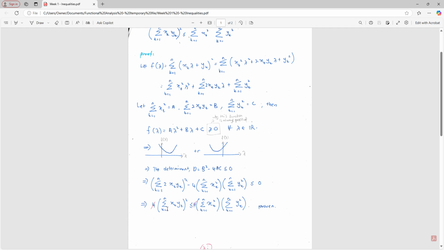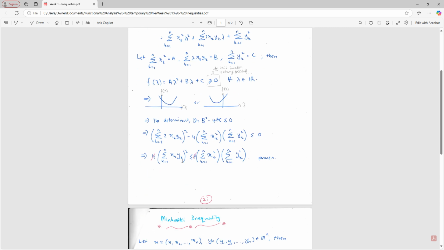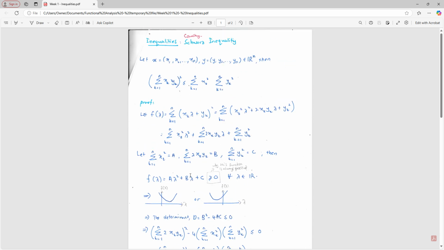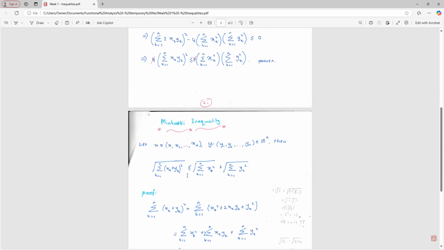So I'm going to get this part, and then it is proven that we have the Cauchy inequality like this. So it is proven in this way. So now we are going to use this inequality to prove the Minkowski inequality.